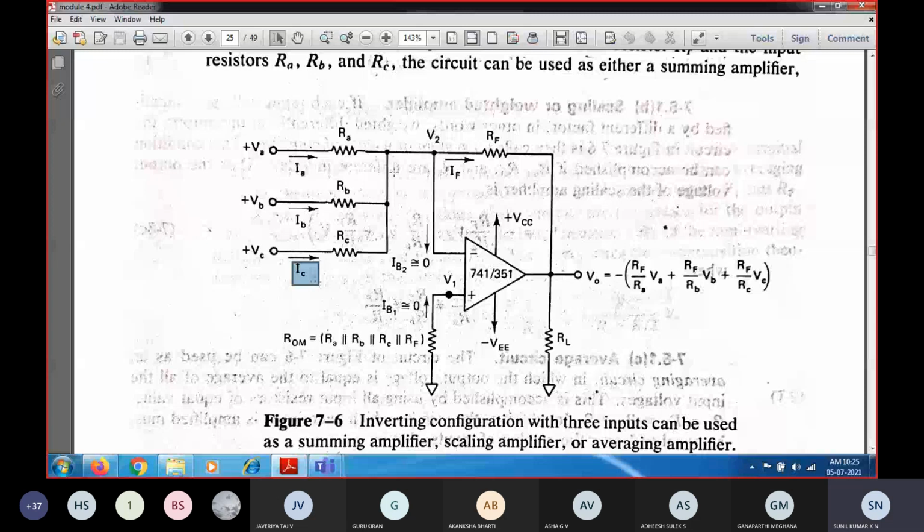Now at node V2, it's a node current, right? So we are going to see how much current is flowing across the node. That will be equal to IA plus IB plus IC, because from this, current will be flowing across them. So that will be equal to the resistance plus bias resistance, since the virtual ground concept applies.